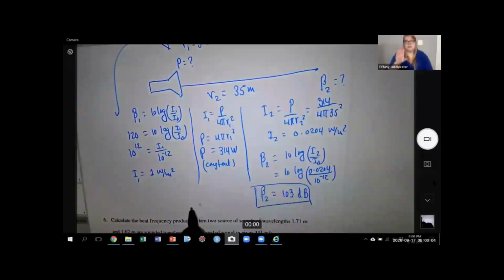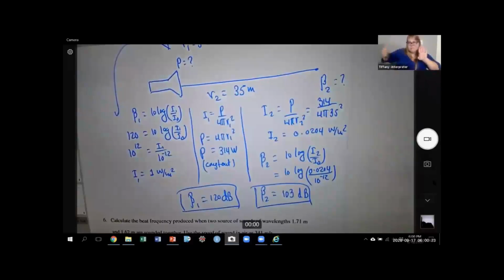Remember, beta 1 was 120 decibels, and that was at 5-meter distance. Obviously, it will be intense; loudness is more intense at low distance. So at 5 meters it was 120 decibels, but if you go farther away, 35 meters away, the loudness has decreased by 17 decibels. All right, guys, any question?